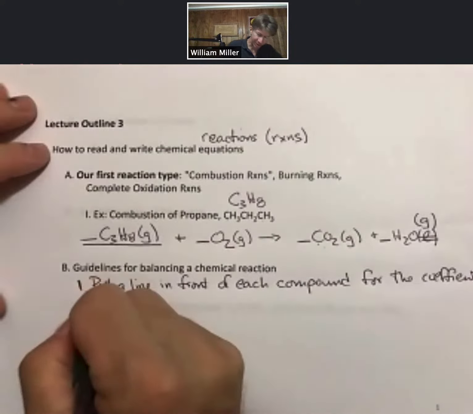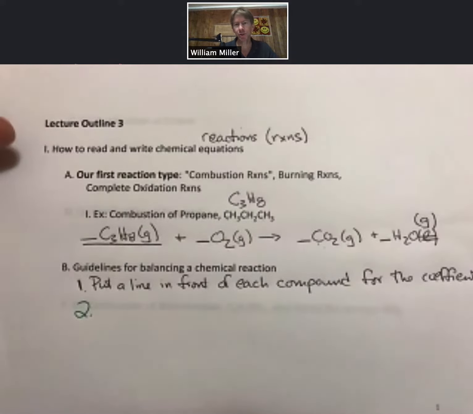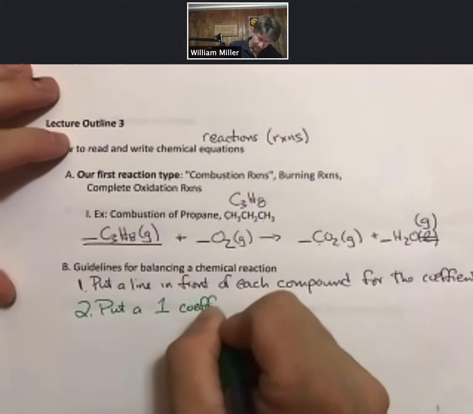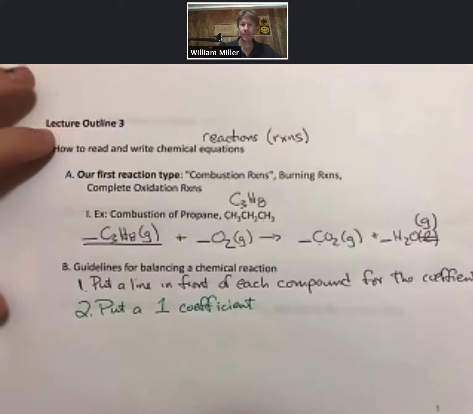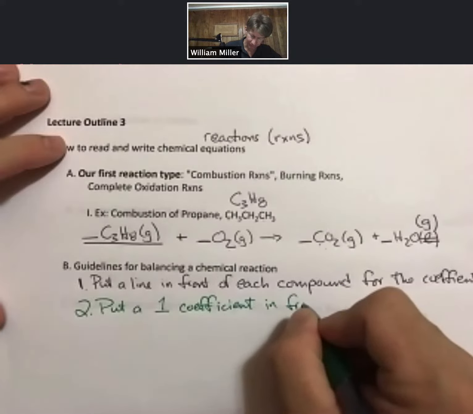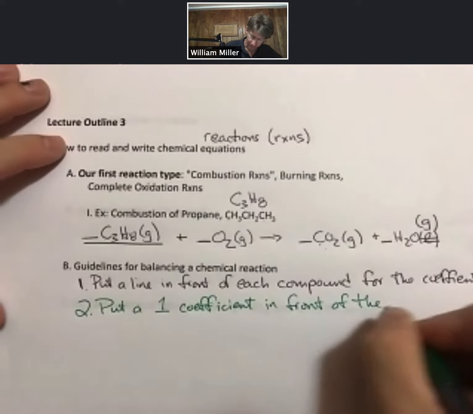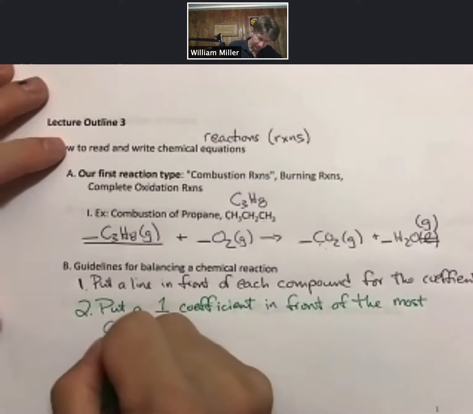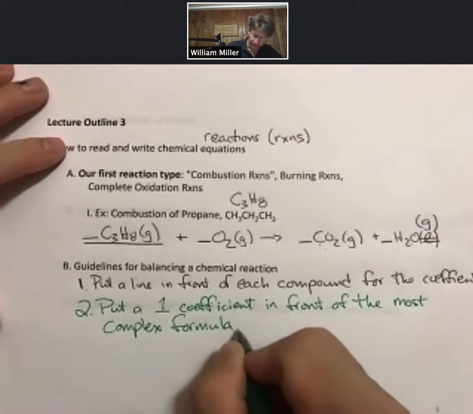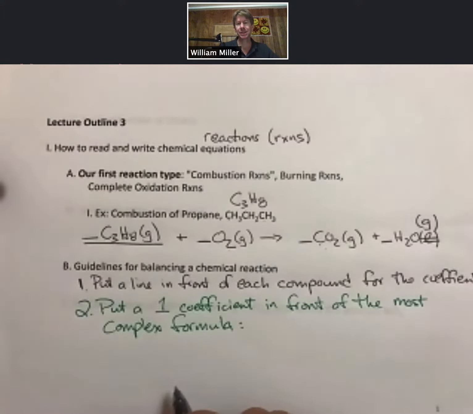Now, I'm going to switch colors here. 2 is going to be put a 1 coefficient in front of the most complex formula. And what do I mean by most complex? Typically, the most kinds of atoms and the most atoms.